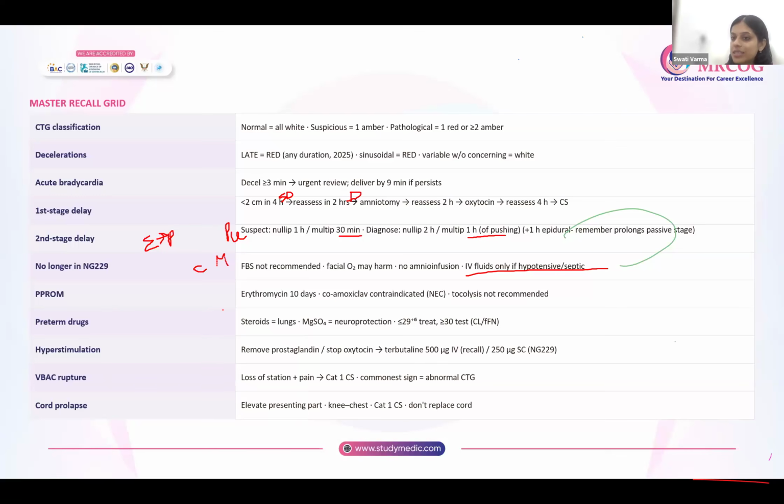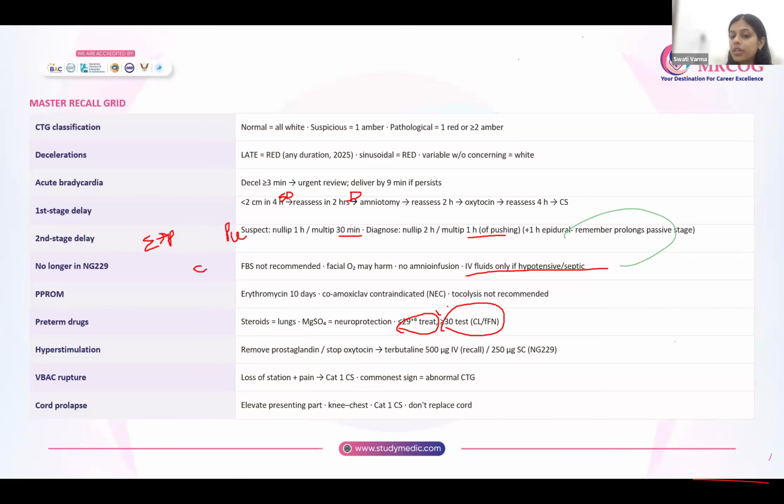PPROM: erythromycin you have to give for 10 days or till the baby delivers, whichever comes sooner. Co-amoxiclav is contraindicated. Tocolysis not recommended in PPROM. Preterm drugs: treat if she's less than 30 weeks immediately without any testing. More than 30 weeks, test.